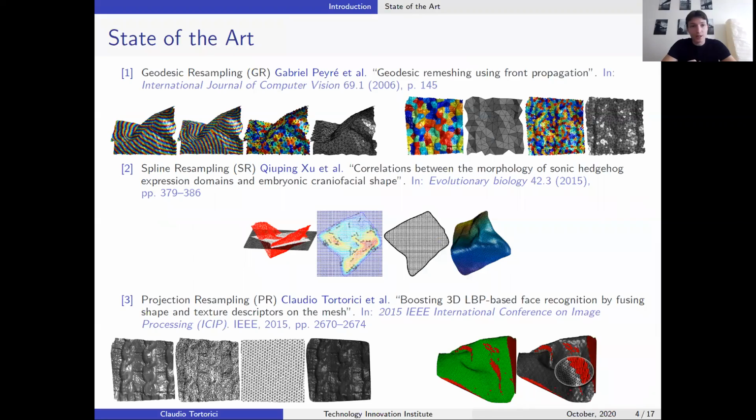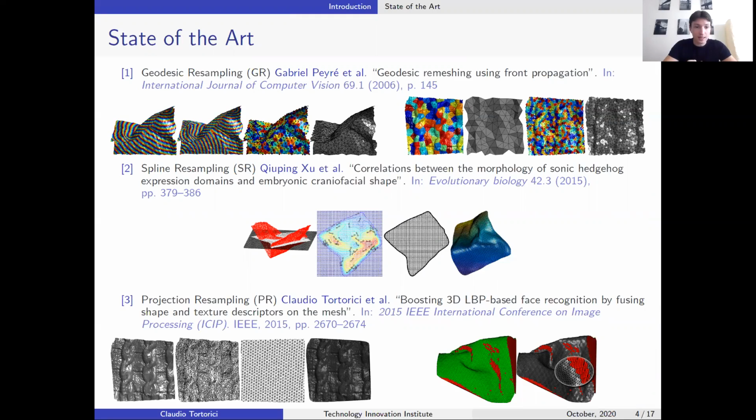So the first approach we want to discuss is the geodesic resampling that uses geodesic distance to subsample the original mesh manifold to obtain a more regular tessellation, starting from the initial set of points on the mesh. Then we have the spline resampling, which uses projection and density function to regularize the tessellation of the mesh manifold. However, as you can see here, it often loses the geometric texture information.